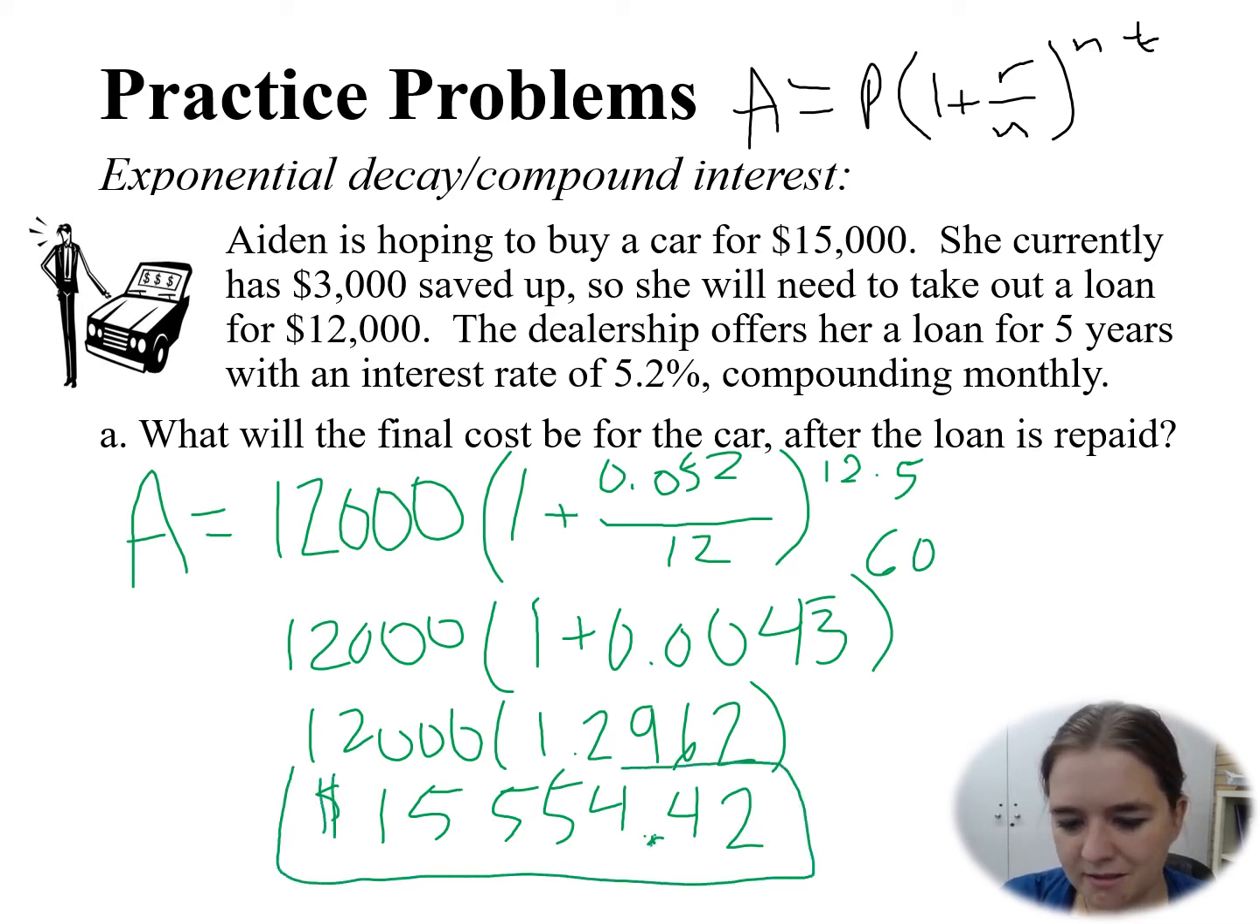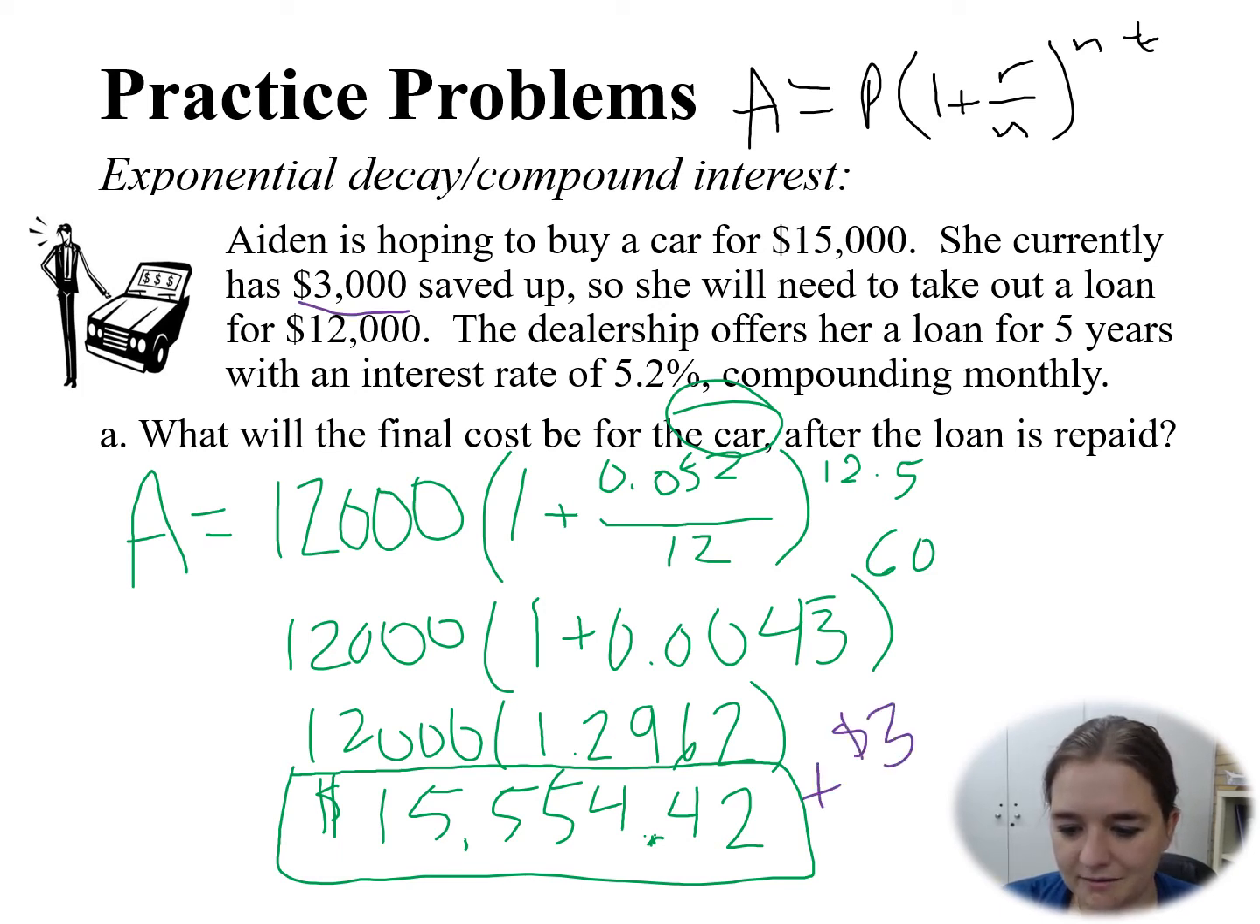So by the time that she's paid off her loan, she will have paid $15,000 on a $12,000 loan. But I want to know the final cost for the car because that includes the $3,000 that she had saved up and paid as a down payment. So she's really paid $18,000 for the car by the time she has paid it off? 18,554.42. Now I want to think about, if she's paid that much, how much will the car be worth?